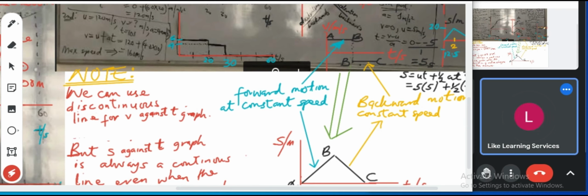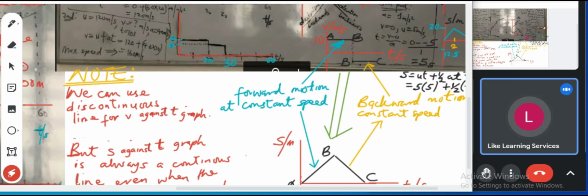Tell me again what's happening in A to B. Constant speed in the forward direction. At this point, you need to specify constant speed in the forward direction, is it not? Maybe the value of the constant speed would have been given, maybe constant speed of 10 meters per second in the forward direction. Good. That's A to B. What is B to C? Constant speed in the backward direction.